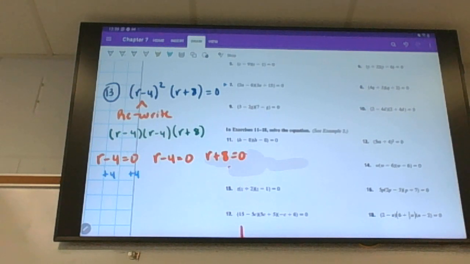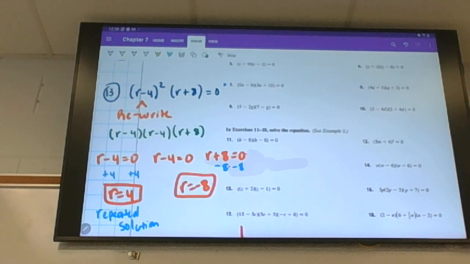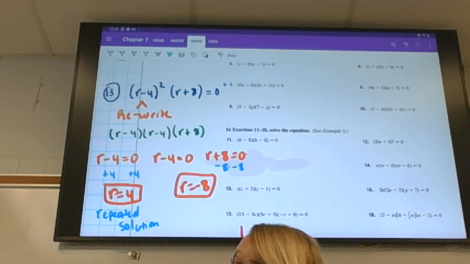Add 4, and we get that r is 4. I don't have to do it again. r is going to be 4 again, right? Add 4, add 4. So this is called a repeated solution. And then this one, subtract 8 and subtract 8, and r equals negative 8. So I get 2 answers: r is 4 and r is negative 8. That means it's going to hit the x-axis in those 2 places. Correct, but it's a repeated answer.